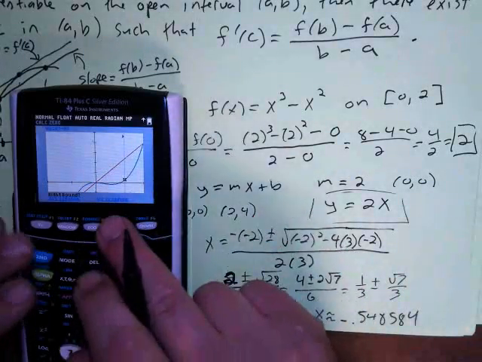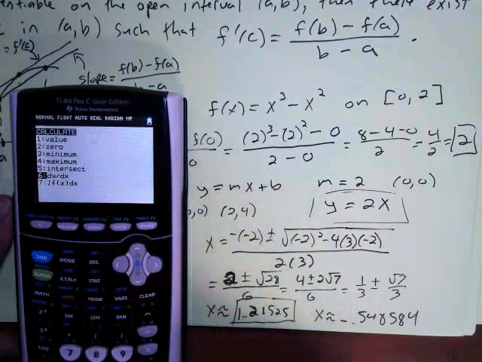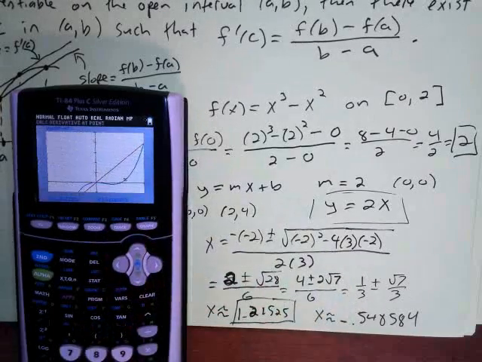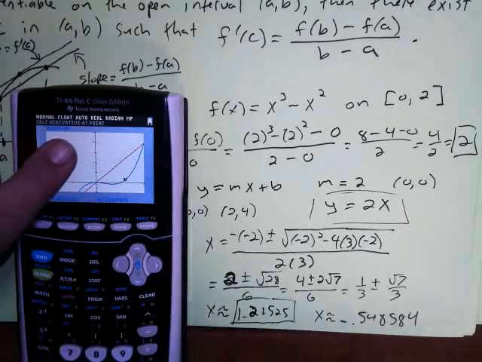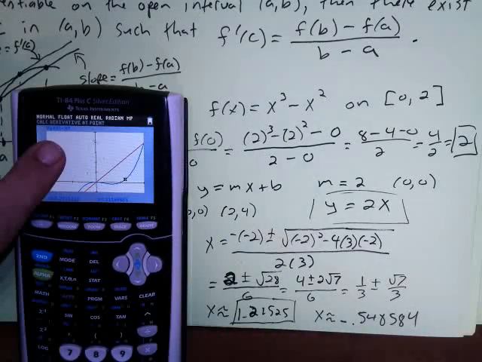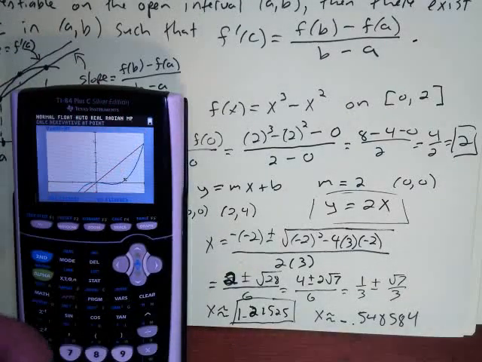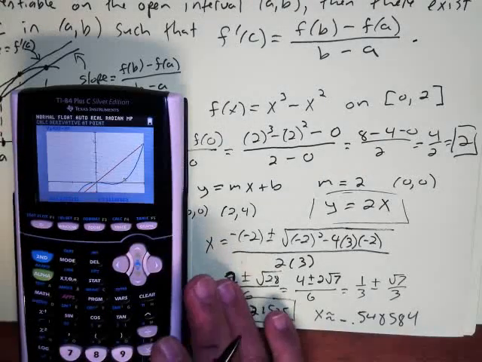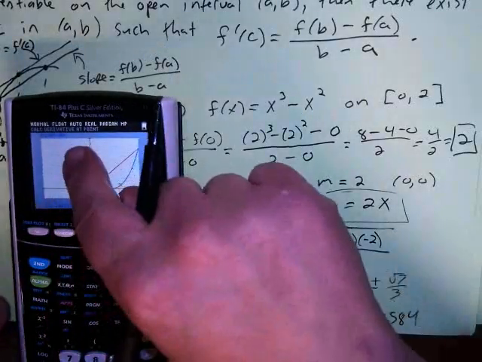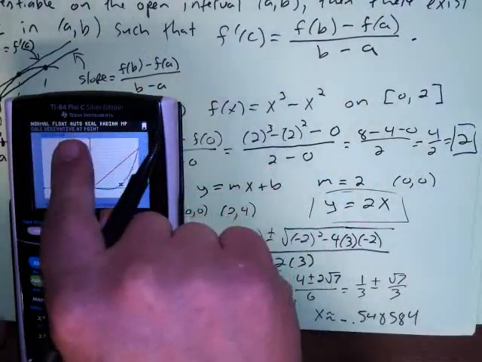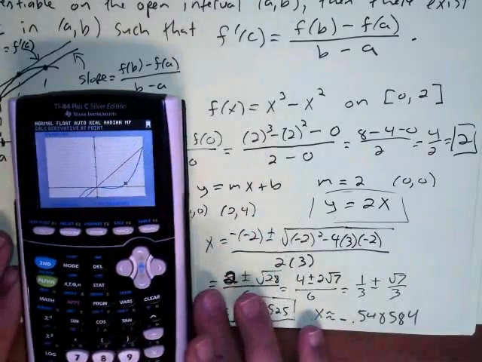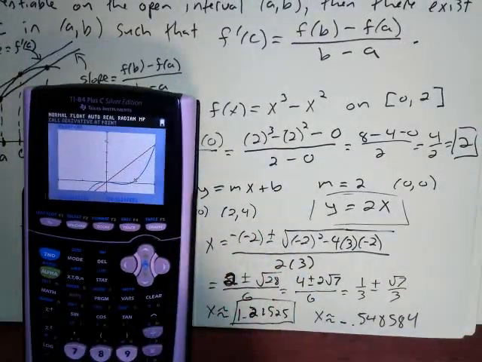There's also, if I hit second calc and I go down to this derivative function, and if you look up above, it says normal, float, auto, real, radian, MP, calc, derivative at point. I think that float means it's not going to give you the exact value. Can you see that up there? I'm not sure. It's kind of hard to read. It says finding the derivative at that point, and it'll give you an approximation.